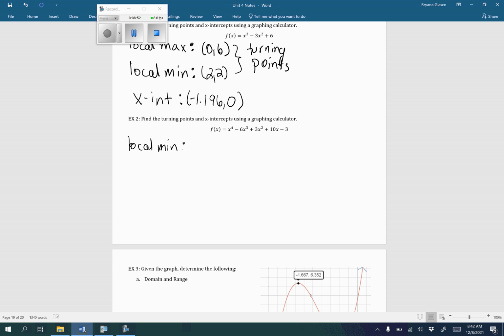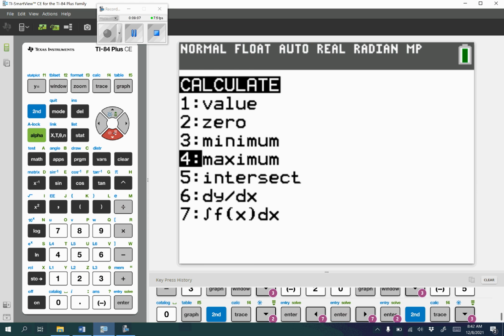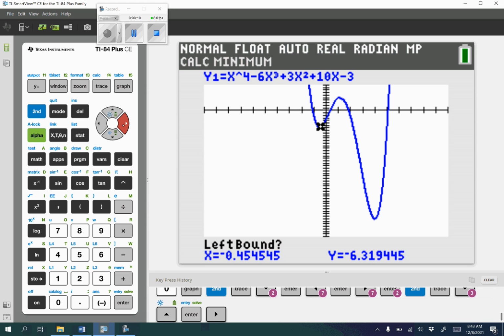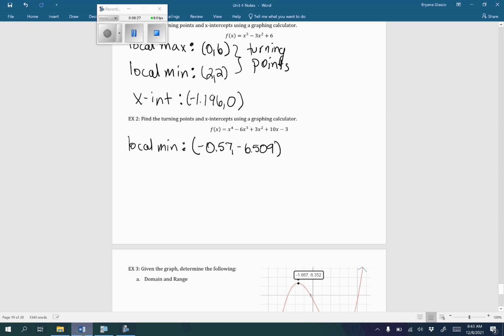It really doesn't matter what you try to find first. That's the nice part. Okay, let's find the next one. So I do once again second trace. I go to min. Going to move it all the way over, and I'm going to press enter. So remember, it doesn't matter where you place the cursor really. Just make sure you're on the correct increasing and decreasing parts for it. Okay, here we have our x and y. So let's write that information down.